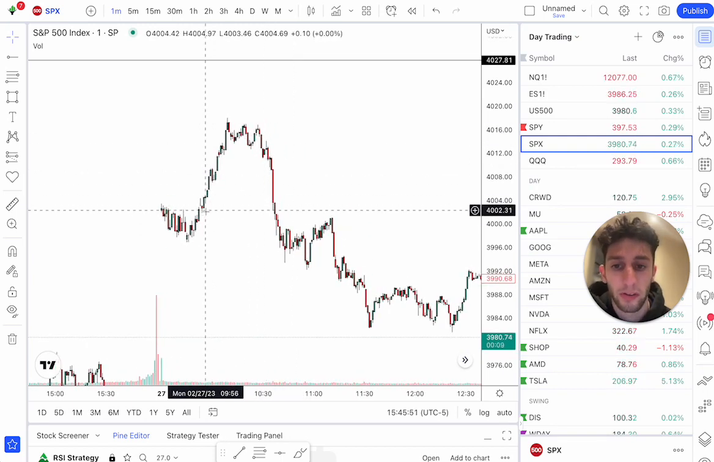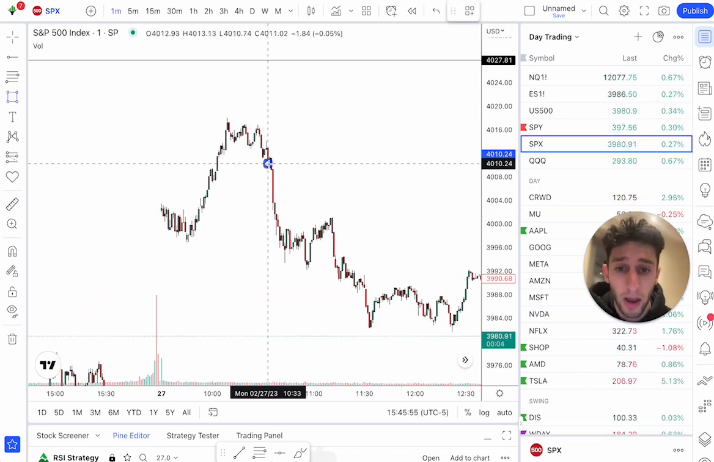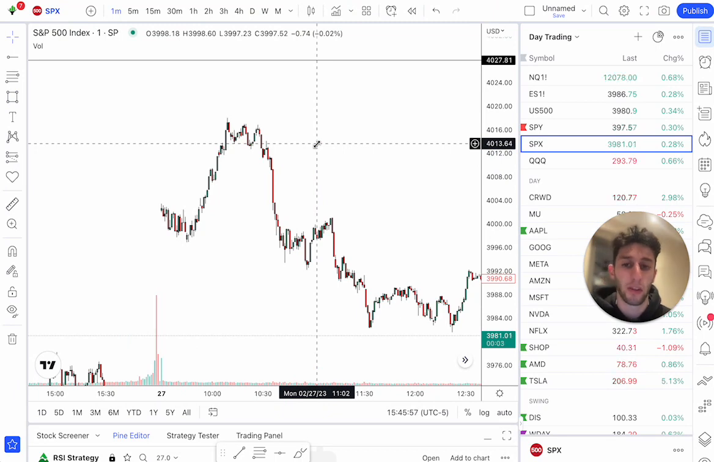We were not holding this demand at all. We weren't holding structure. We saw strong selling. We saw supply form here. That's when I knew, okay, sellers were in control. I'm going to set up my position.